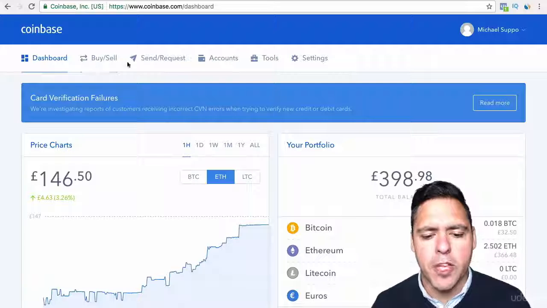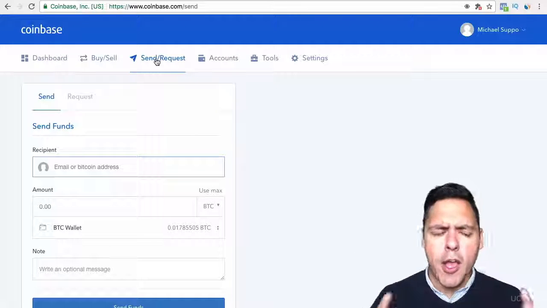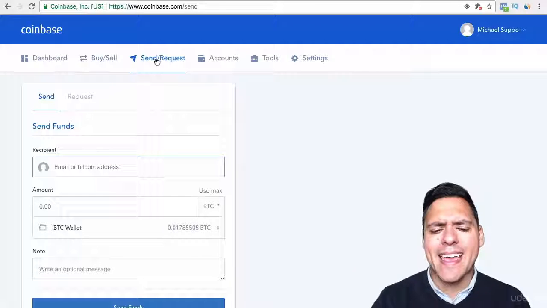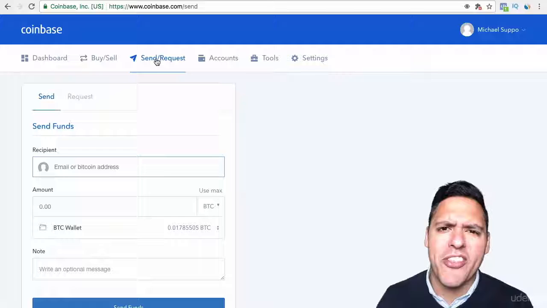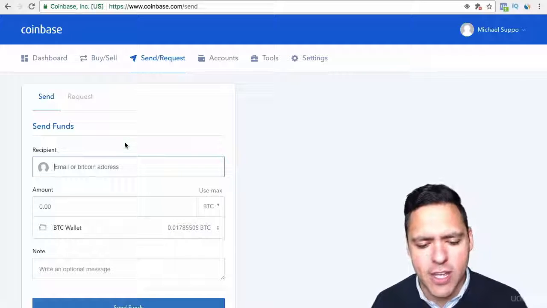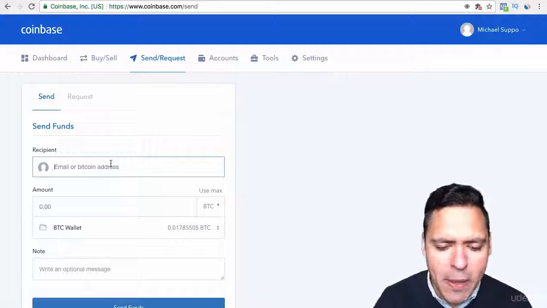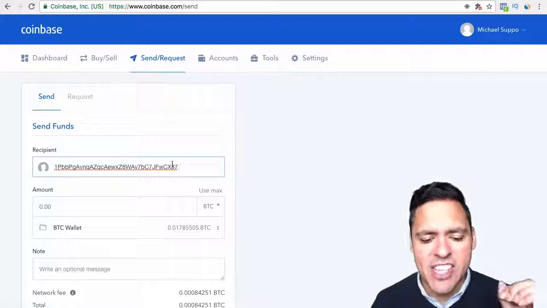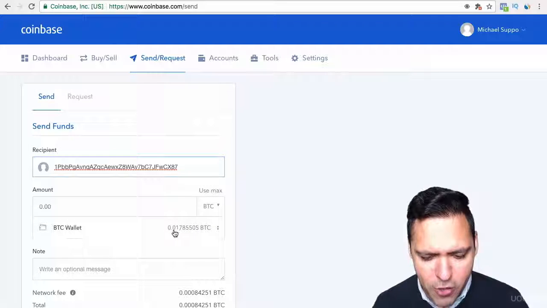Anyway, you need to go to send and request. Assuming that you have now deposited money from your bank into Coinbase and transferred that money into either Bitcoin, Ethereum, or Litecoin, now you want to send the funds to the exchange. Where we copied that address, we paste it in here. This is the recipient. Now I currently have 0.017 Bitcoin.